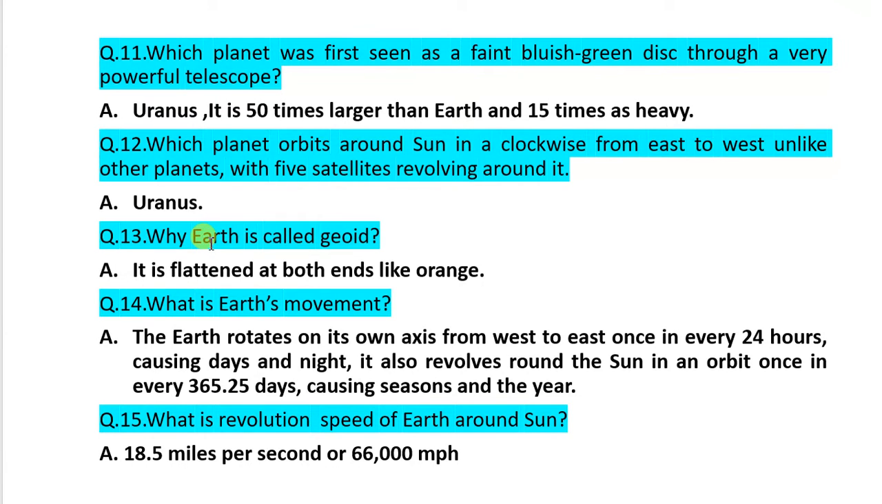You must have heard of leap year. Next question, what is the speed of revolution of Earth around the Sun? The answer is 18.5 miles per second or 66,000 miles per hour.